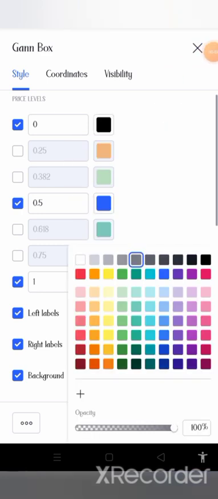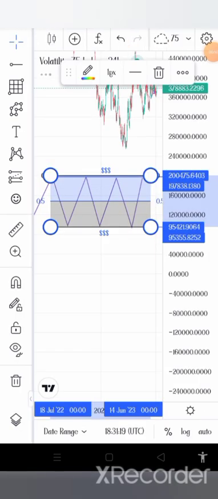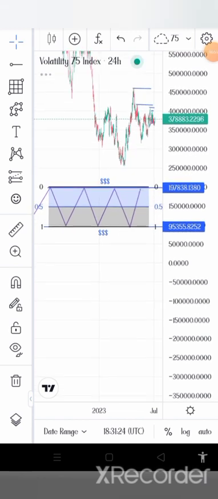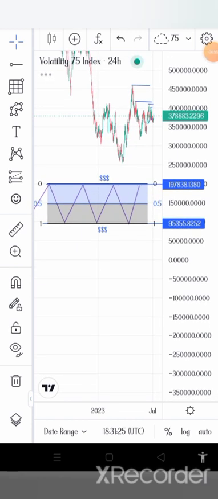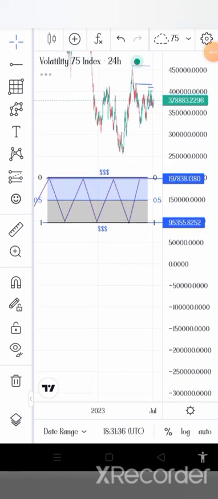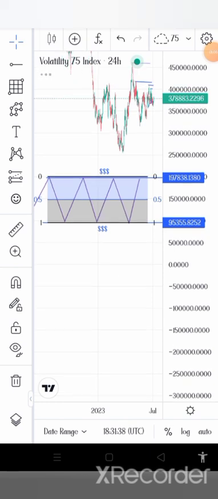So I change this, I make the black thicker. So this is how it looks. Now as you can see, the place shaded black is the discount, the place shaded blue is the premium. So, that's basically it. Now you can see what I did: the dollar sign at the top and the dollar sign at the bottom.